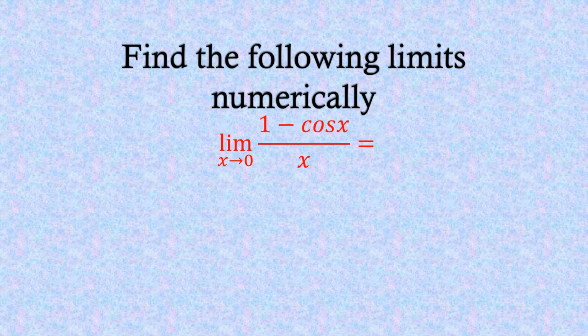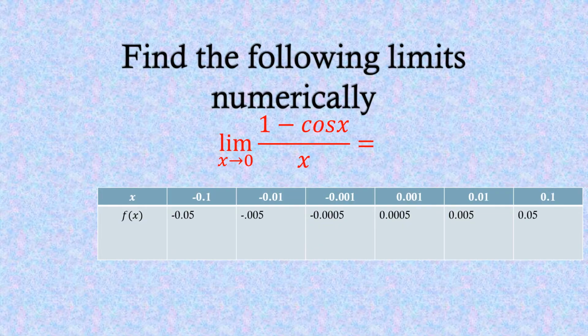So again, taking a table of values, notice that I started at negative 0.1, and I got closer and closer to 0. On the other side, I started at 0.1, again getting closer and closer to 0. And I noticed that my values are getting closer and closer to 0.